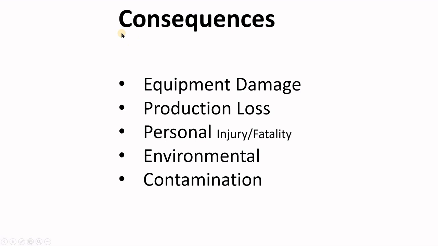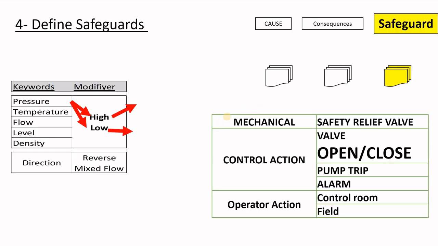In general, the consequences could be equipment damage. You will specify which type of equipment, and if you can, specify which damage there is. So if we can say pump damage, we may say also pump shaft damage. So the first one is equipment damage, the second is production loss, then personal injury or fatality, environmental losses or impact, and then contamination which may lead to an off-spec product. Now, after you look at the consequences, you take each one of the consequences and look at whether you have any safeguard associated to stop, prevent or mitigate this cause.